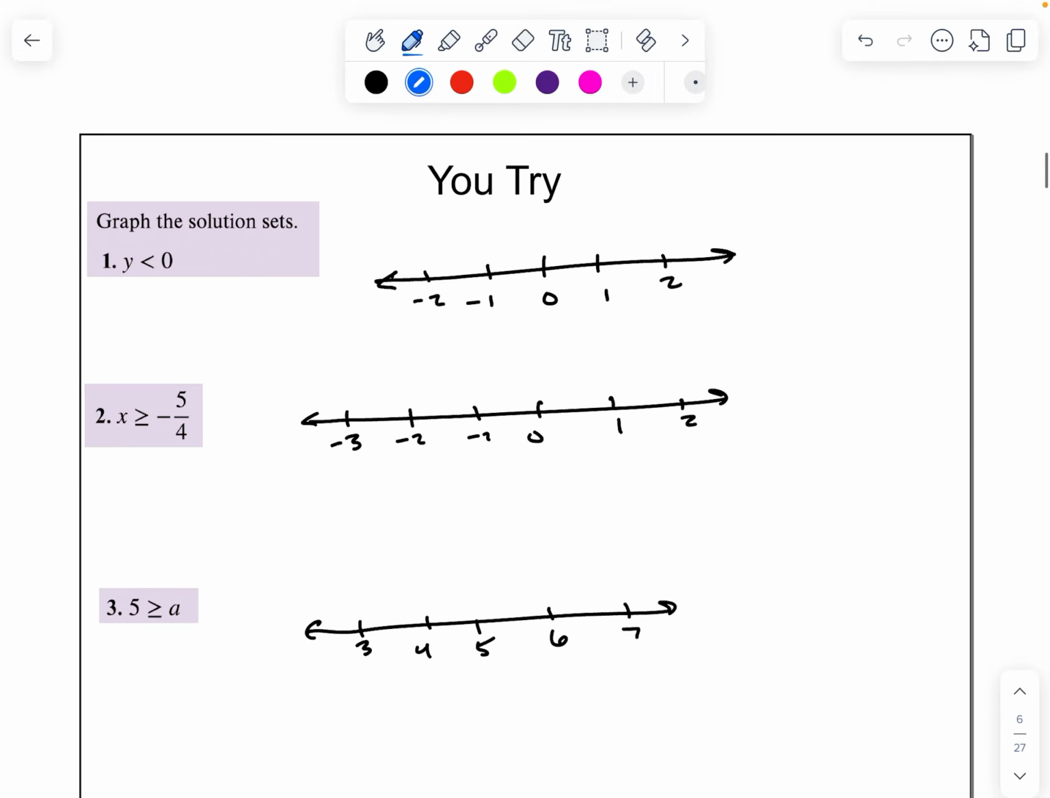All right, take a second. I would pause the video and see if you can do these three. And I'm going to buzz through these quickly here. Y is less than 0. That would be an open circle. And y is less than 0, shading to the left.